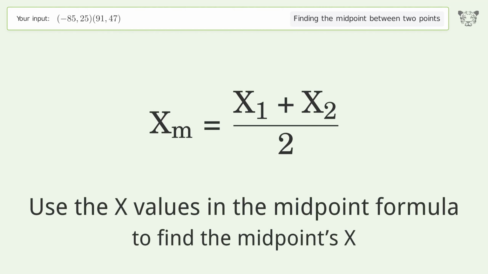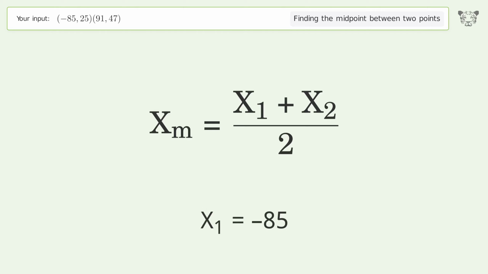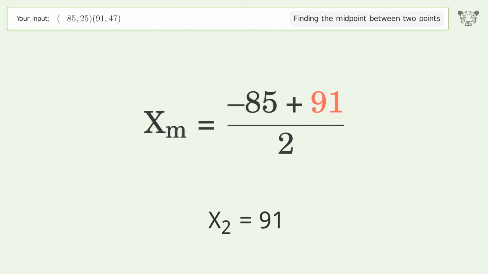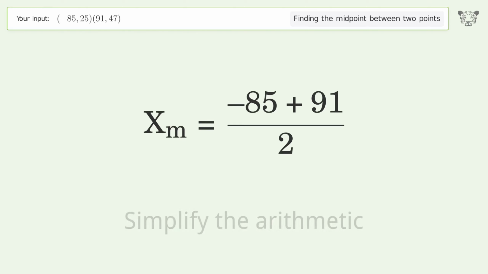Use the x values in the midpoint formula to find the midpoint's x. x1 equals -85. x2 equals 91. Simplify the arithmetic.